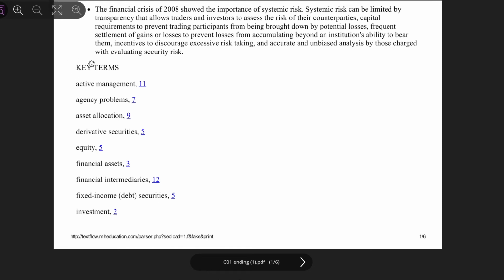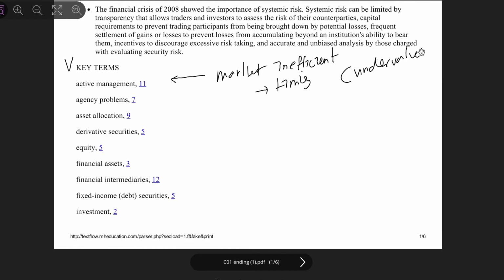And every time I'm going to do the key terms and then move on to questions. So firstly, what is active management, right? When we think the market is inefficient, right? Then we have to time the market, to find undervalued securities, right? That we call the active management of your portfolio.